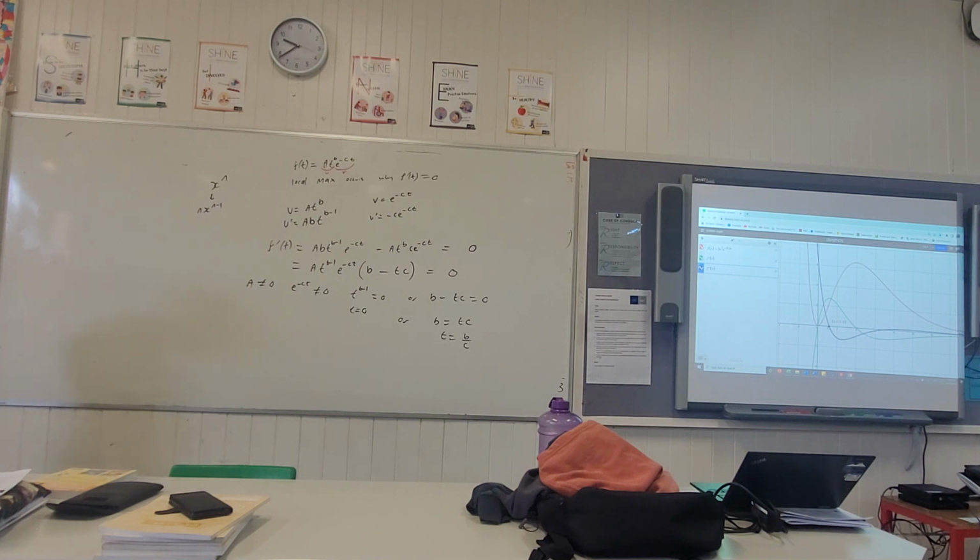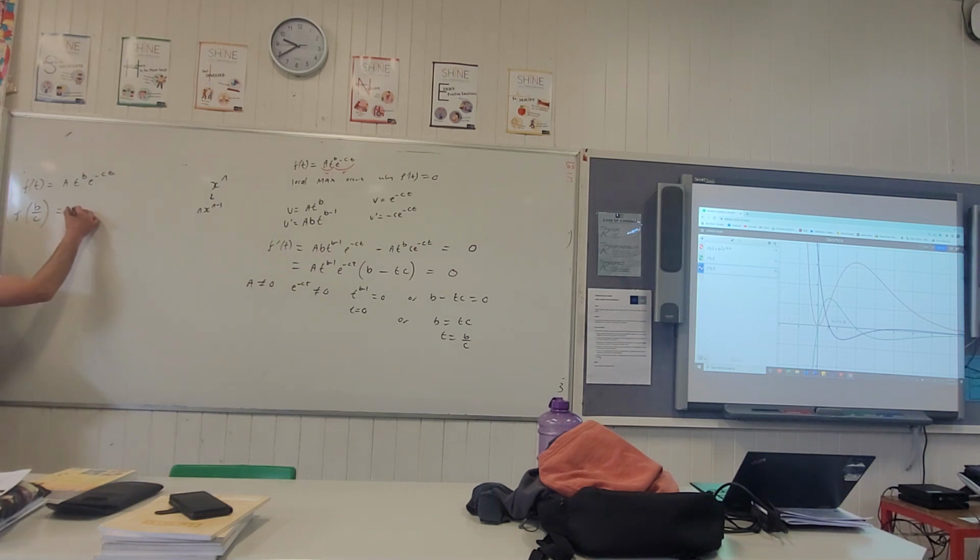So, hence, show that the maximum concentration given by this drug is this here. This is the function, a t to the b, e to the negative ct. Now, we're told the maximum concentration occurs when t equals b on top of c. So what's the y value that corresponds with it?